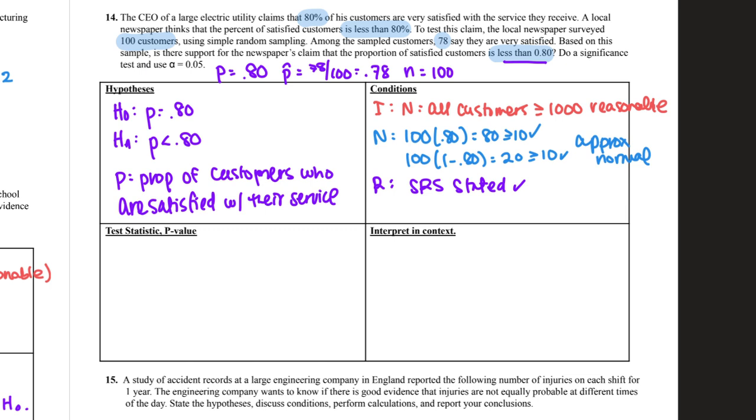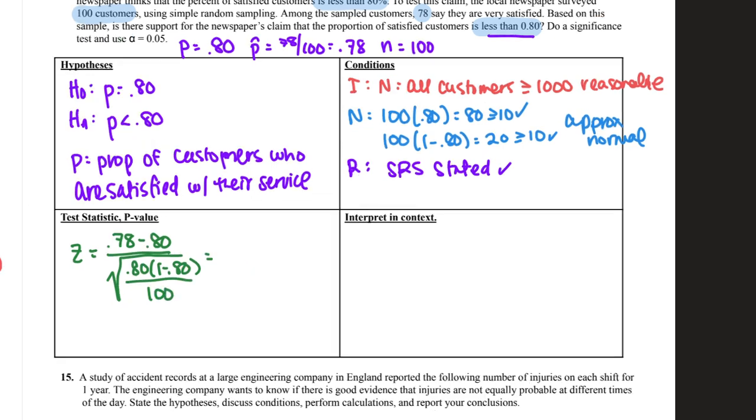All right, now let's go to our test statistic and p-value. So remember, with proportions, we always use z. So we're going to do p hat minus p, so 0.78 minus 0.80, divided by the square root of p times 1 minus p over n. So that's negative 0.5.